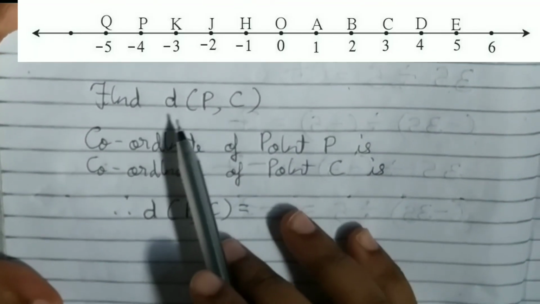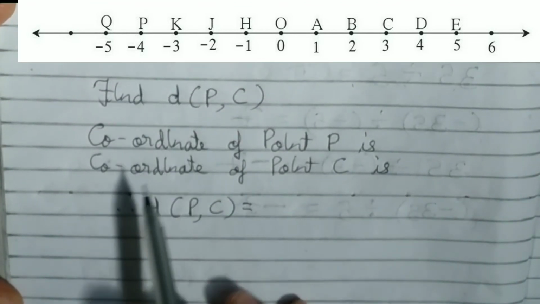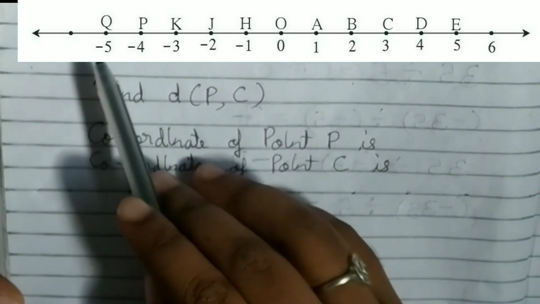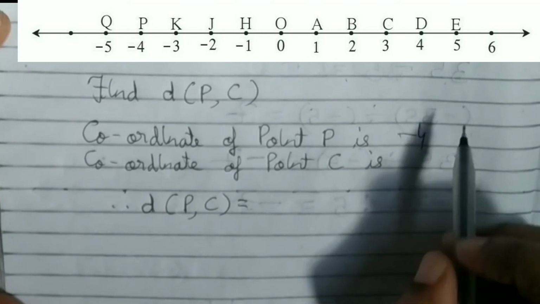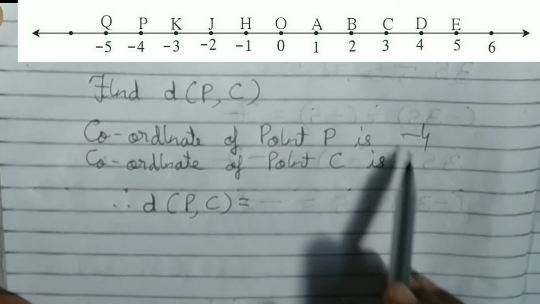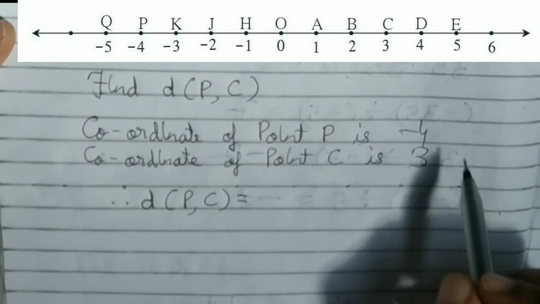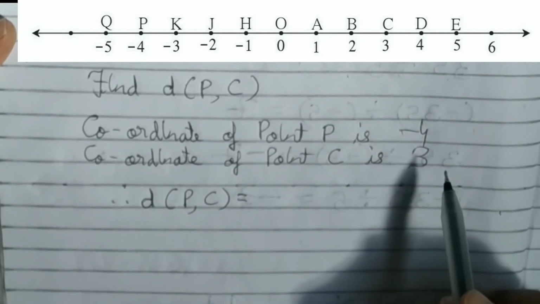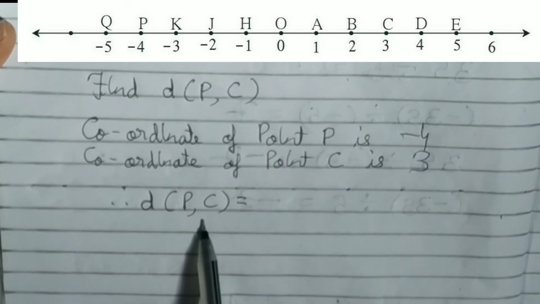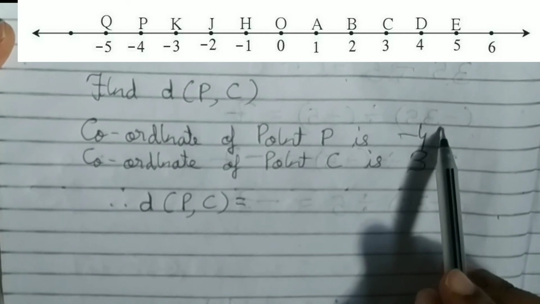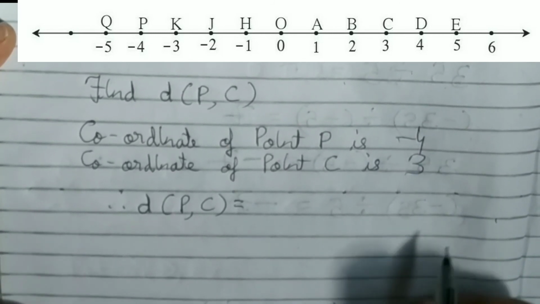Find distance PC from the number line. Now the coordinate of P is how much? Minus 4. The coordinate of C is 3. Which is the bigger number here? 3 is the bigger number, right? To find distance PC, we will subtract the smaller number. Which is the smaller number? Minus 4. That we will subtract from 3. So what will we get?